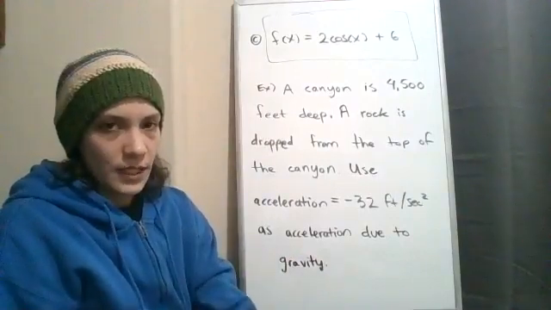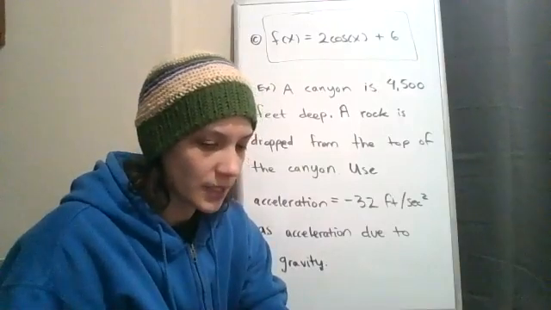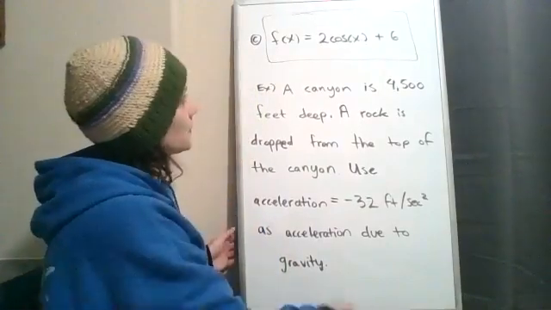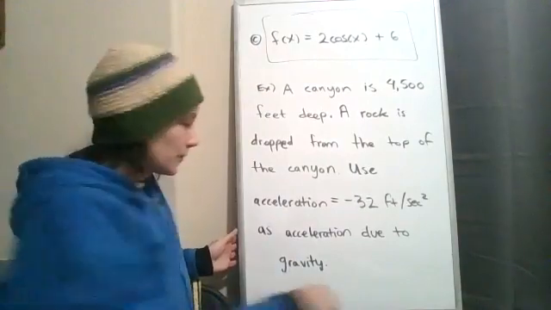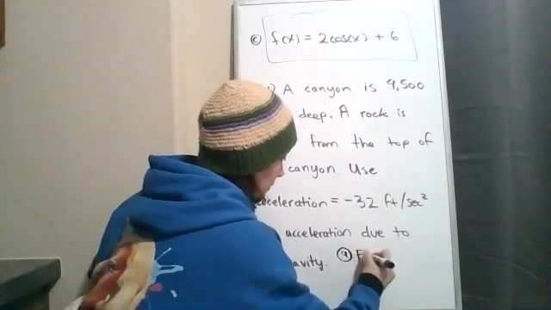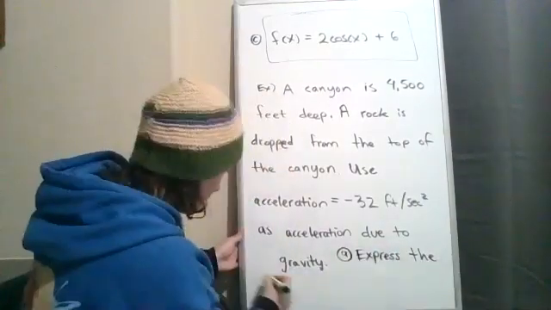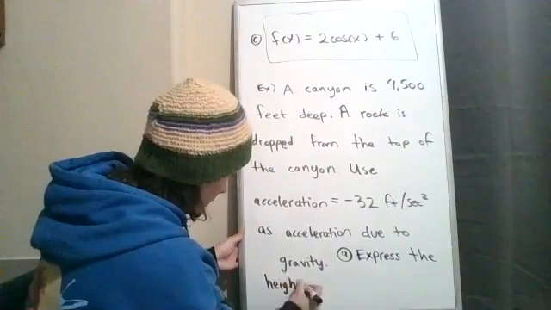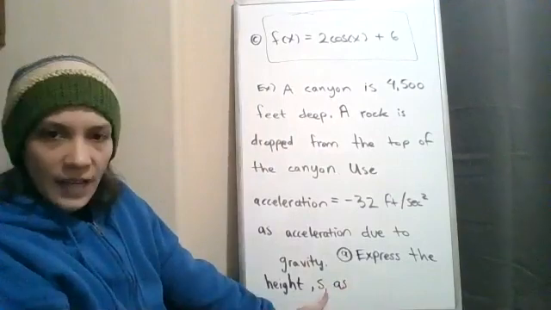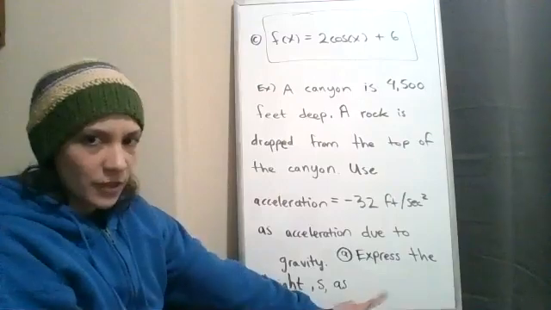Okay. Then the goal is to express the height of the rock as a function of time t. The height in feet as a function of time in seconds. So your height function is going to be called s instead of f. So s is your function as a function of time t.